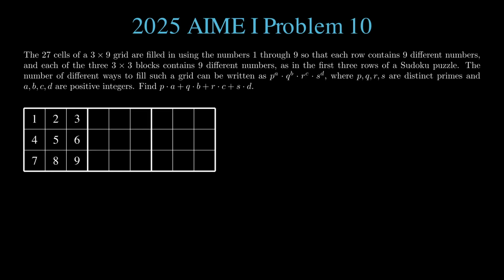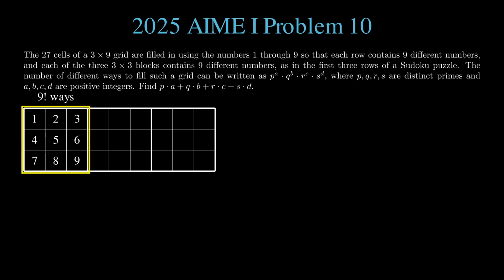So let's start with a 3x3 square. To make things easy for us, let's fill it with 1, 2, 3, 4, 5, 6, 7, 8, 9. Now, here's our plan. Let's count the number of outcomes given this starting combination and then multiply by the number of possible starting combinations, which is obviously 9 factorial, since there are 9 factorial ways to arrange those first numbers in that 3x3 square.